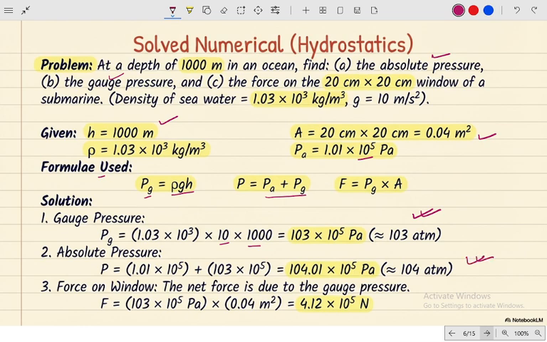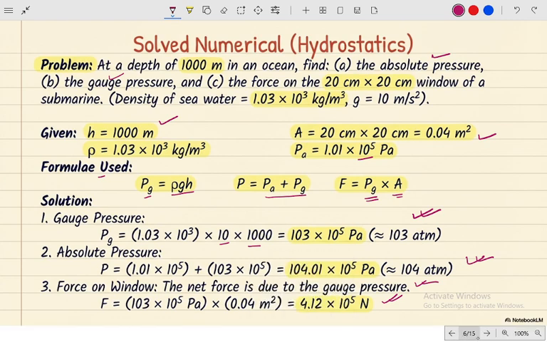And force on the window. The net force is due to the gauge pressure. F equals Pg into area. Therefore, Pg is 103 into 10 to the 5 Pascal into 0.04 meter square. So we are getting 4.12 into 10 to the power 5. In this way we can solve any problem, right?